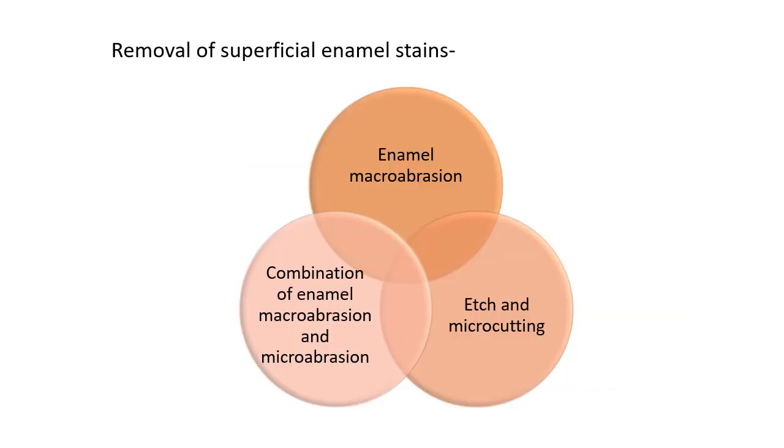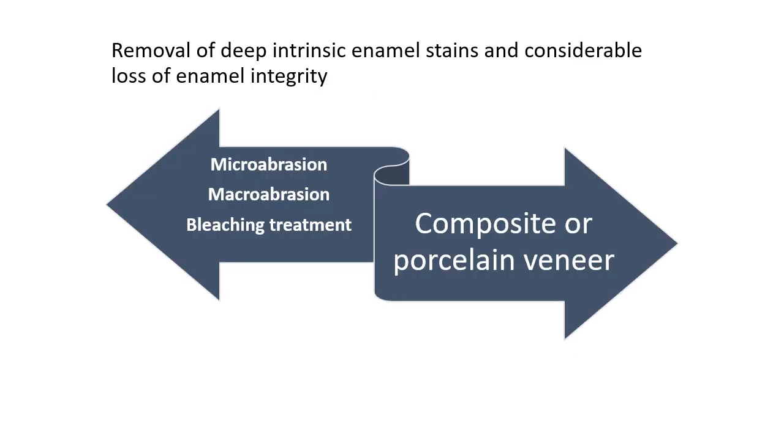Removal of superficial enamel stains include enamel macroabrasion, etching and microcutting, and a combination of enamel macroabrasion and microabrasion. Removal of deep intrinsic enamel stains causes considerable loss of enamel integrity. In case microabrasion or macroabrasion or bleaching treatment doesn't work, you need to think of other treatment options such as masking it using a composite or porcelain.